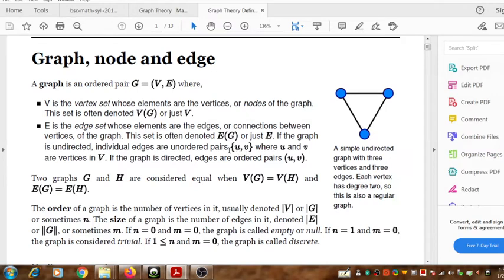Here we do not consider the position of the vertices in this ordering. We do not consider the position of the vertices as different. UV will be treated equal to VU. The position of the vertices is not important.